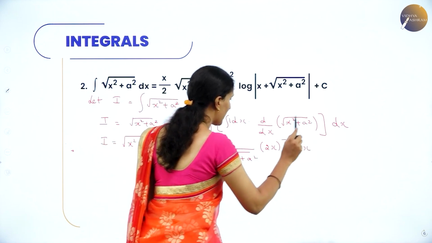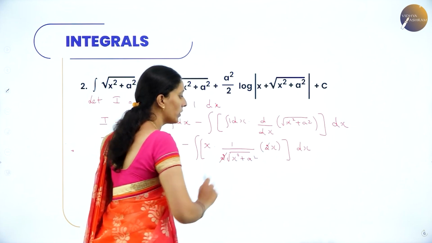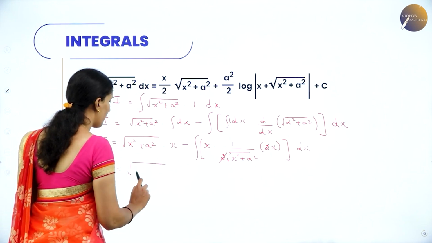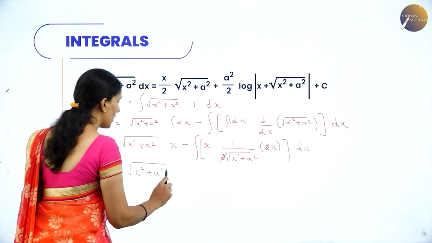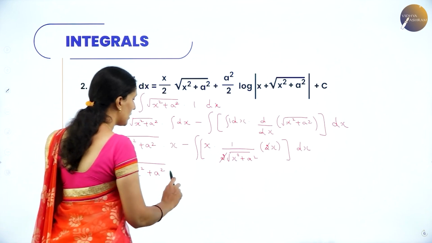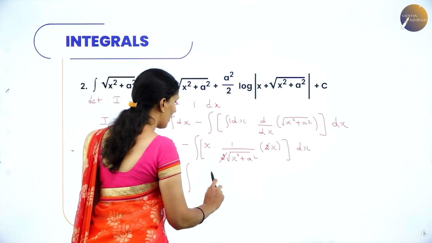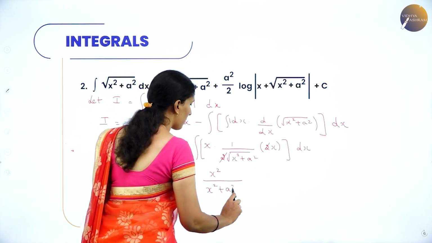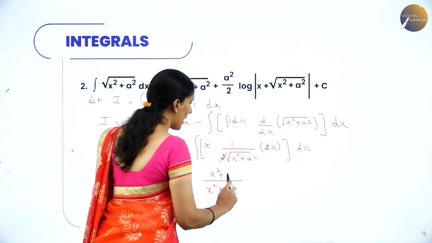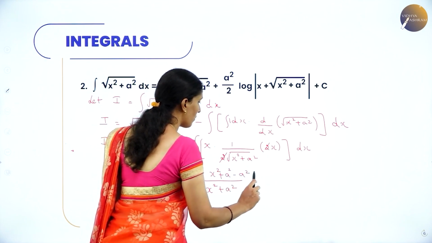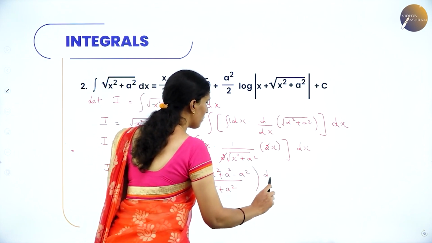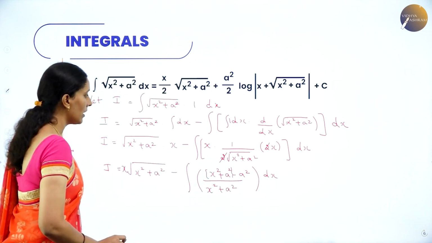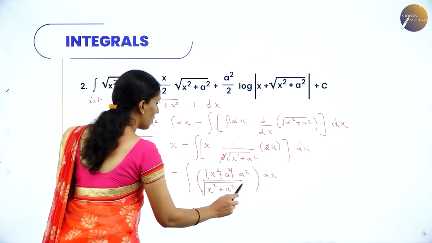Here outside with respect to x now, 2 gets cancelled. Again we have I is equal to root of x square plus a square. Here you can take x first minus integral of x square divided by x square plus a square. Here also you can add a square and subtract a square, then integrate with respect to dx. So here you can take x square plus a square separately. So this is under the square root in the denominator.